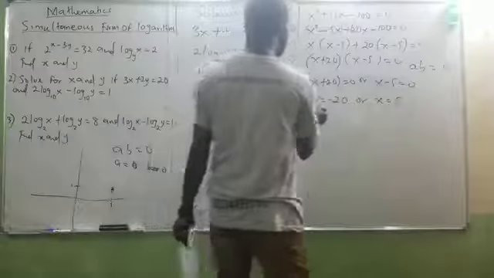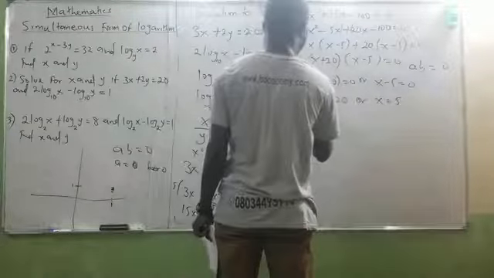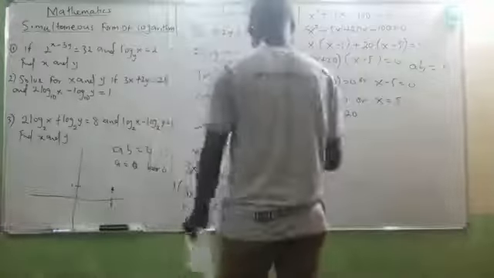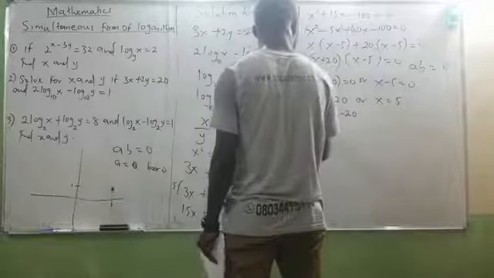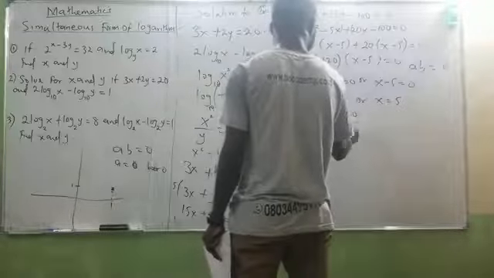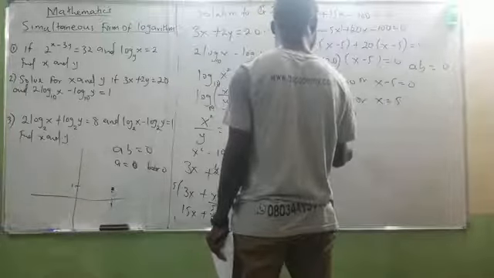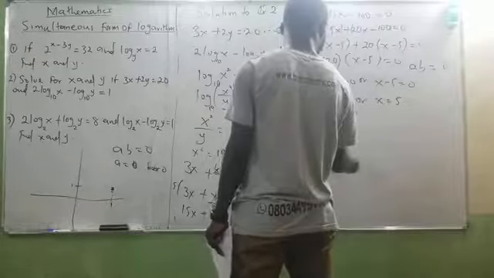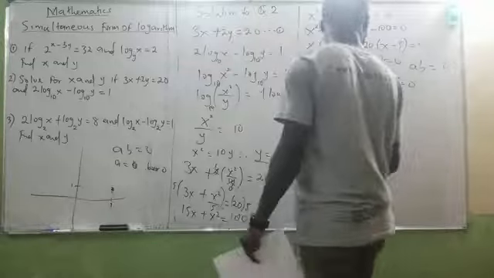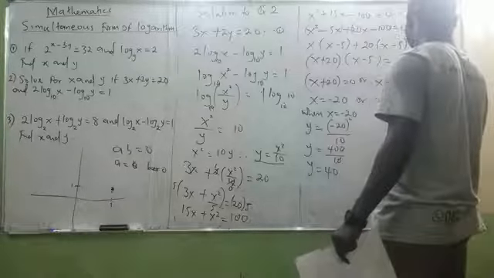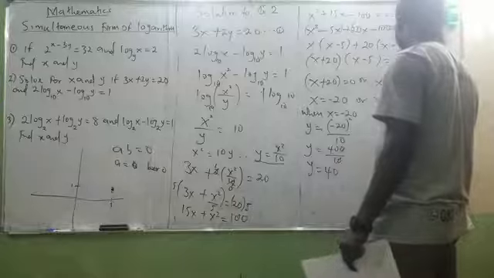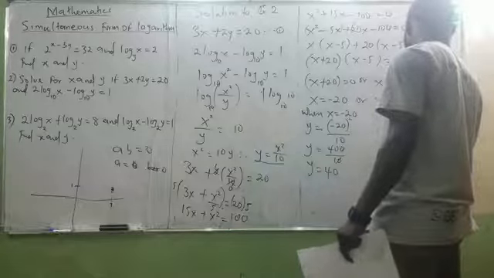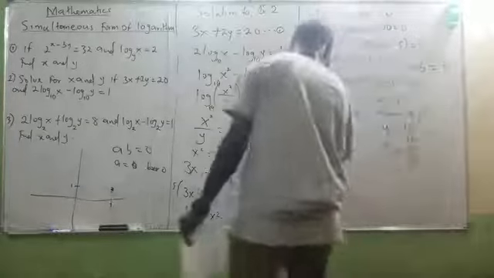Now, when x equals minus 20, what will be my y? My y will be equal to minus 20 squared divided by 10, which is 400 divided by 10, which is 40. So y equals 40. Now, when x equals 5, y equals 5 squared all over 10, which is 25 all over 10.